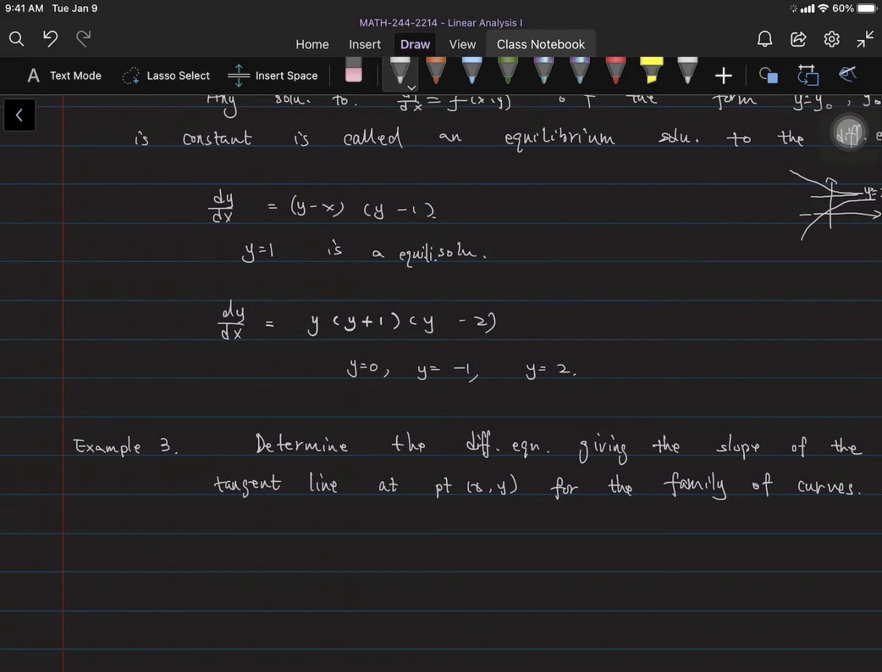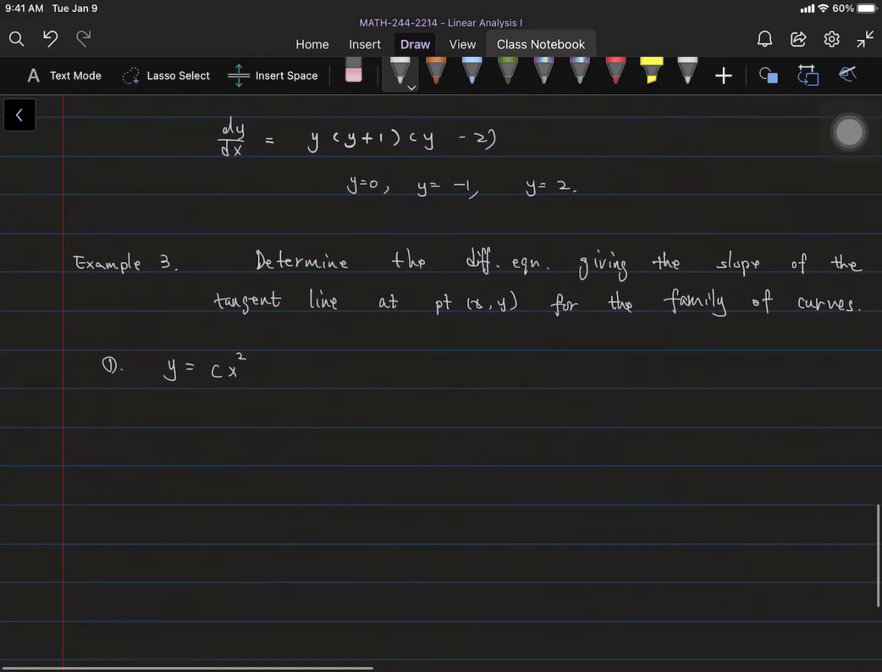Let's take a look at the first one. We have two problems here. y equals cx squared. We want to find the differential equation for this one. How do you find a differential equation? Definitely we can take the derivative, so dy/dx is 2c times x. This is kind of like a differential equation, but in our differential equation, we shouldn't have c. We cannot have c in the differential equation.